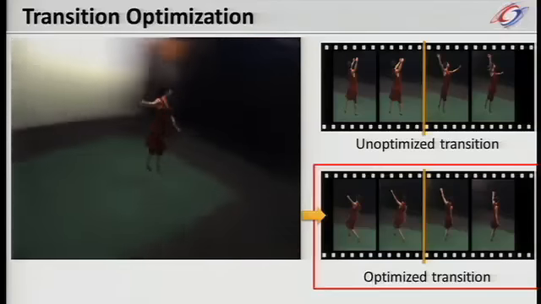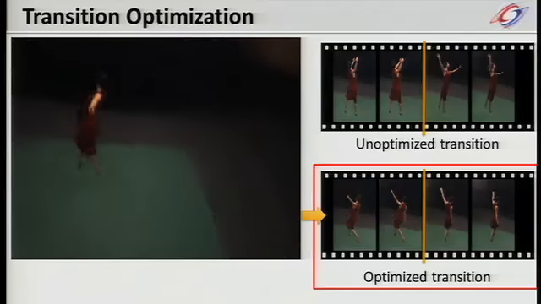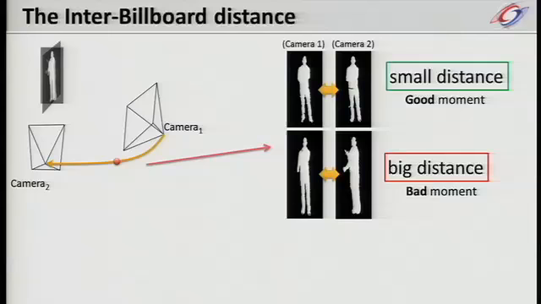So, how do we evaluate the best moment to make the transition? We use what we call inter-billboard distance, which in practice is a distance transform between the 2 silhouettes viewed by the observer at the moment of the switch. If there is an agreement between these 2 silhouettes, then the distance is small, and that is a good moment to make a transition. On the contrary, if the distance is high, that is a bad moment to make a transition.